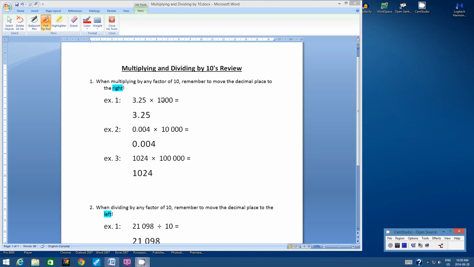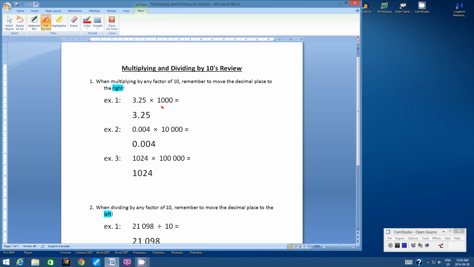So let's have a look at the number that we're multiplying by, the factor of 10. So 1,000 is actually 10 times 10 times 10. There are three zeros in 1,000, so we know that we're going to move the decimal place three places to the right. So I've rewritten the question below to make it easier. Alright, so the decimal place is between the 1's and the 10's columns, so let's move it three places to the right. 1, 2, 3. Let's place the decimal here.